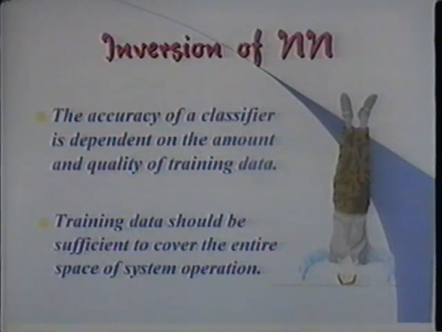So for the inversion of the neural network, before we go to that, let's go to the basics: the accuracy of a classifier depends on the amount and quality of training data. That is very important to keep in mind. The amount: you have to have sufficient training data that spans the operating space. The quality: you have to have training data whose inputs are highly correlated with the output. The training data should be sufficient to cover the entire space of the system operation. So keep that in mind.